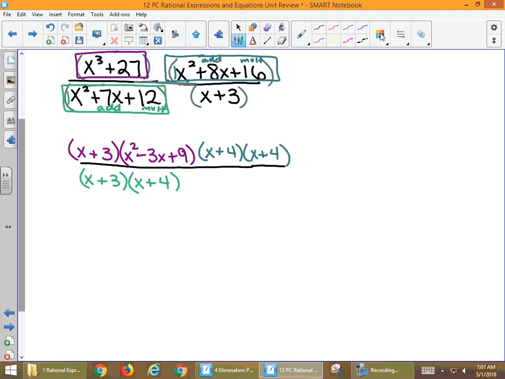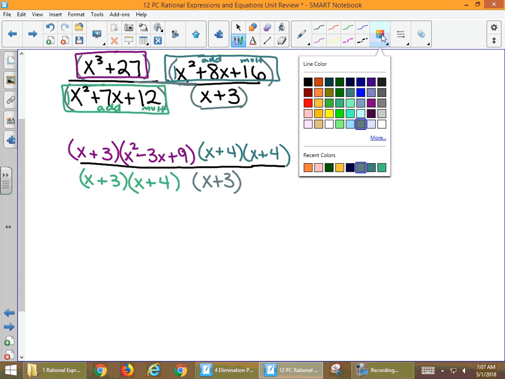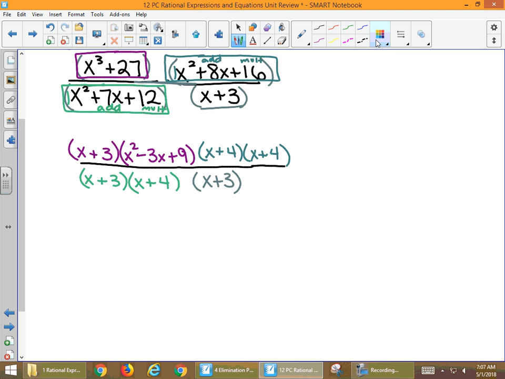Last thing we have here is this x plus 3 string down. And now you can cancel your little heart out up here. I love it. This is my favorite part of every problem. So I can cancel an x plus 3. I can cancel an x plus 4. And that's it.